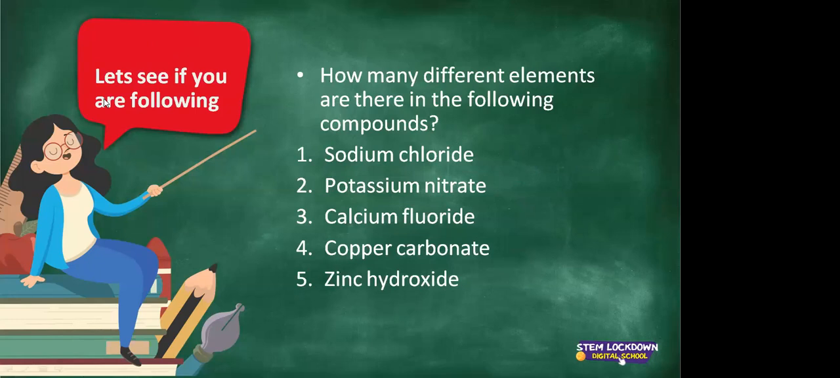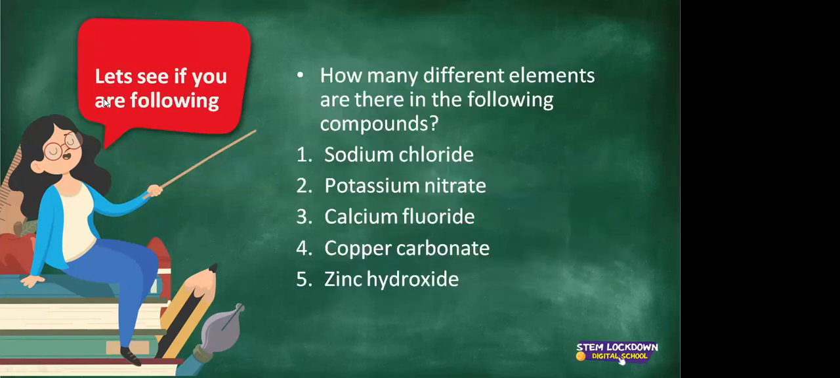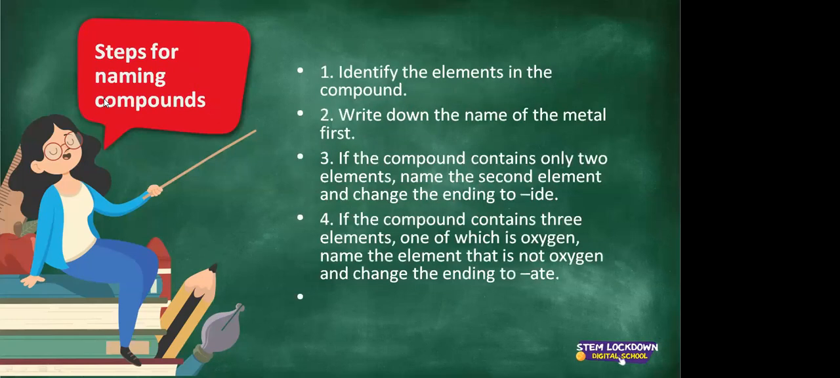Now, how many elements are there in zinc hydroxide? We've got 3: zinc, hydrogen, and oxygen. Then that will be your zinc hydroxide, because we said when they react with oxygen, the name changes to an oxide, remember.